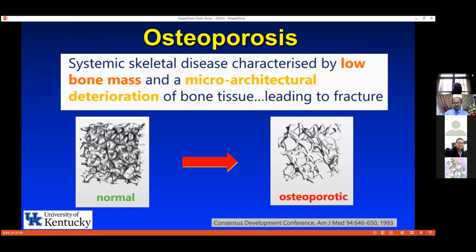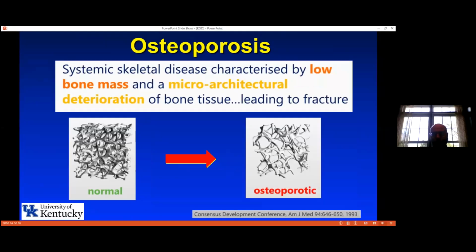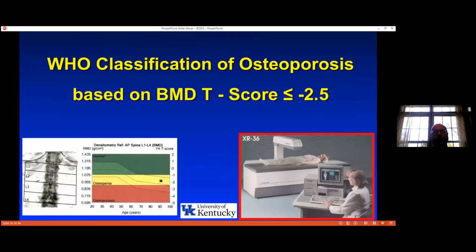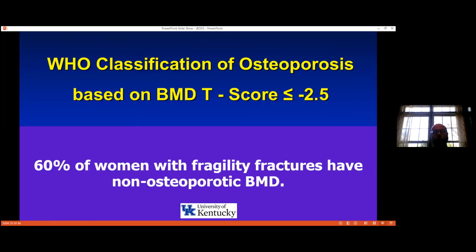We want to have normal bone health, so we want to avoid problems rather than interact late, after the patient will have lower bone mass and bad architecture. If you go with the WHO classification of osteoporosis, depending just on BMD with a T-score less than -2.5, you should know that the majority of fractures happen to patients with no osteoporosis. We call it non-osteoporotic fracture, okay?